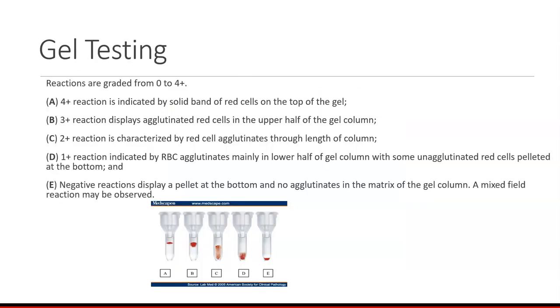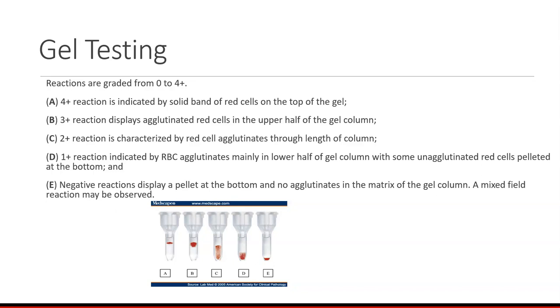In gel testing, just like in tube testing, the reactions are graded on a scale of 0 to 4+. So if you look at A, that's a 4+ reaction. All of the cells are agglutinated, and they are unable to go through the gel, so they're stuck at the top. And then we get varying strengths, where if the agglutinants are smaller, they can get through the gel a little bit, and the smaller the agglutinant, the further they can go through the gel.